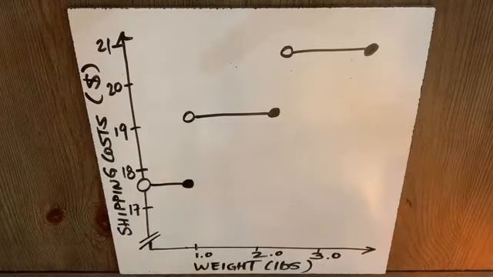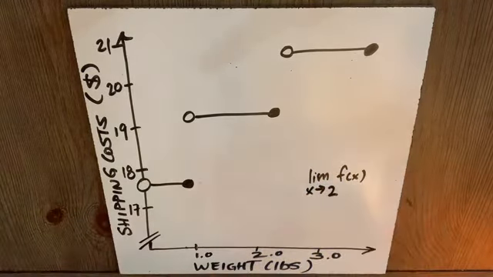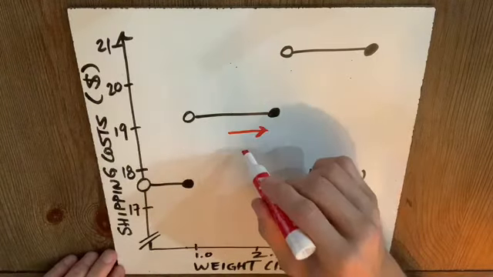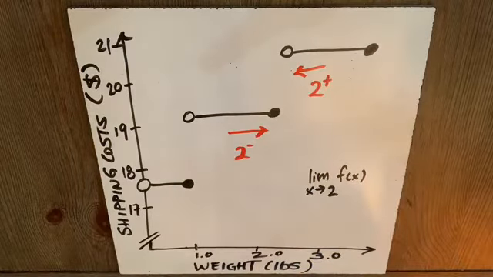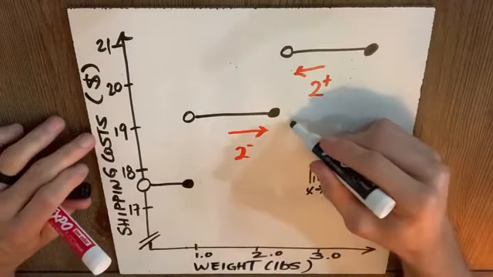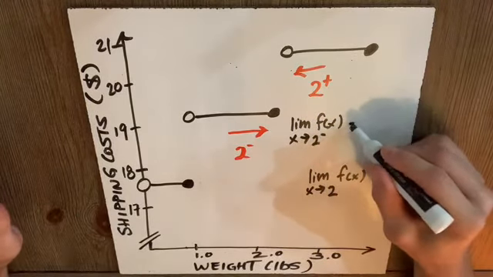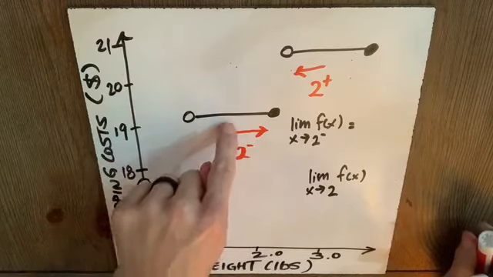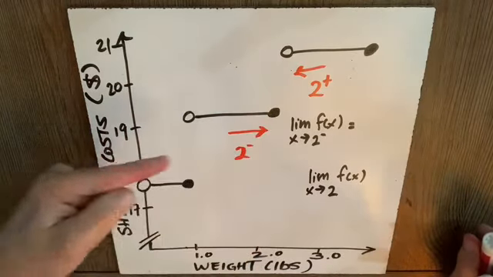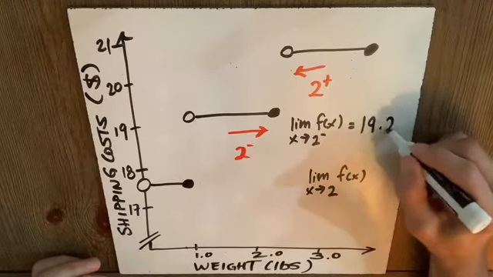Now, they asked us here to find the limit of f of x as x approaches 2. So what we're going to do is squeeze in on 2 from the left side. This is x approaches 2 from the left. And on the right side, x approaches 2 from the right. Well, clearly, if I look here, the limit of this piecewise function as x approaches 2 from the left is, well, where is the y going? We're at 19.20, 19.20. As x squeezes in from the left, the y values head towards 19.20.